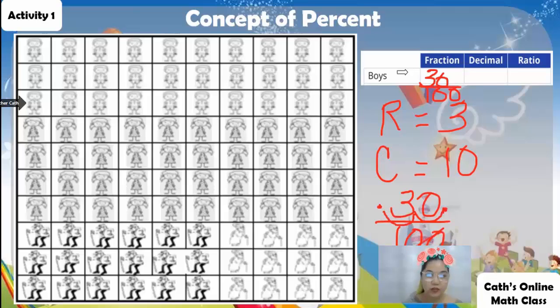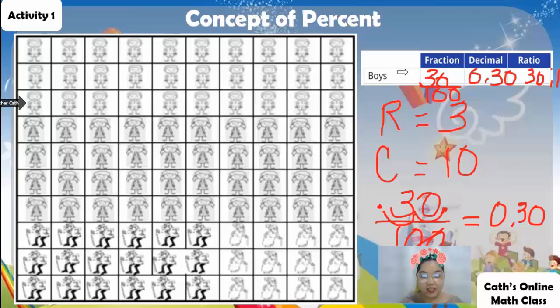So the zeros are taken out, okay? And the value in decimal is 0.30. And what is the ratio of this? The relationship of 2 persons or 2 objects, these are the boys, which is 30 is to 100. If that is your answer, then you are correct.